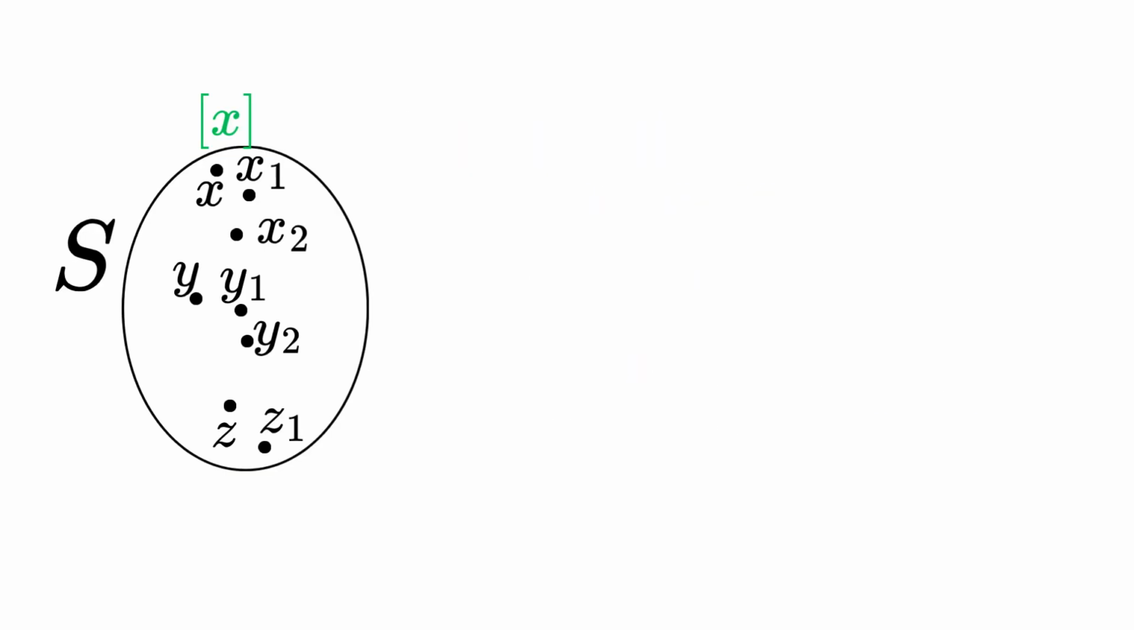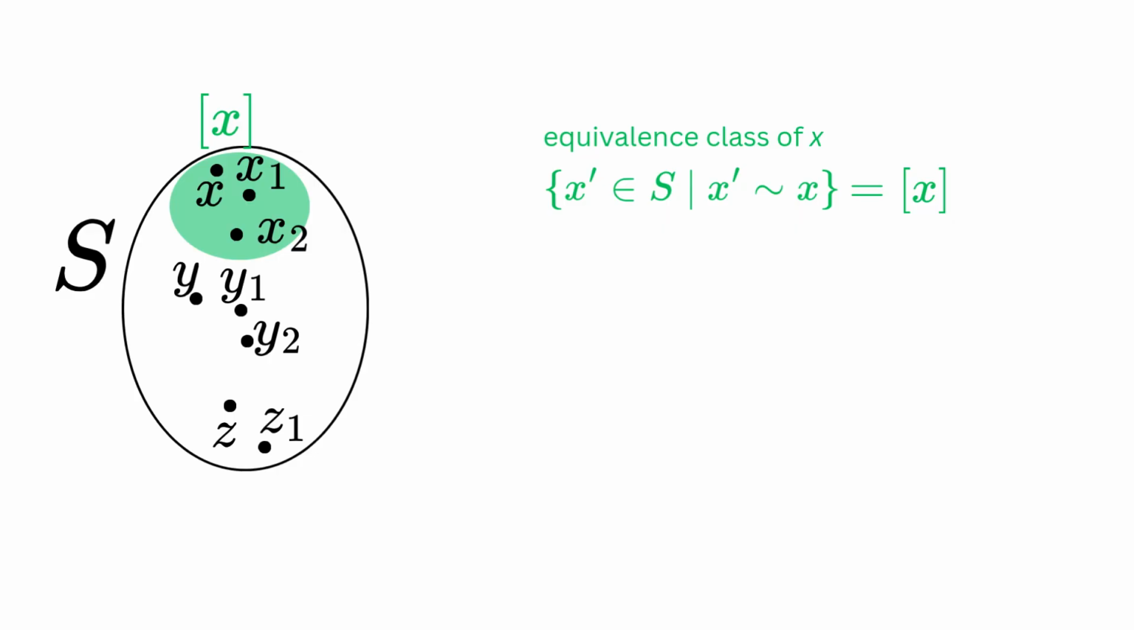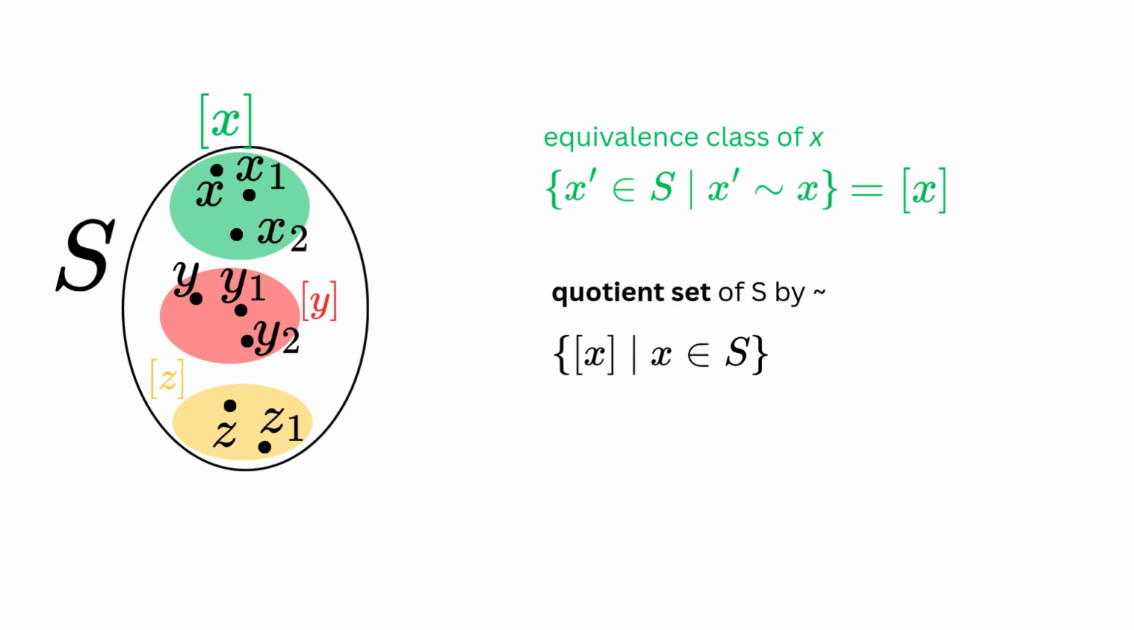Given an equivalence relation on a set S and an element x, the set of all elements which are equivalent to x is called the equivalence class of x, and it's indicated by enclosing x between square brackets. Any two equivalence classes are either disjoint or equal. Hence, the equivalence relation partitions the entire set into disjoint subsets of equivalent elements. The set of all equivalence classes is called the quotient set of S by the relation. The notation is that of a fraction.